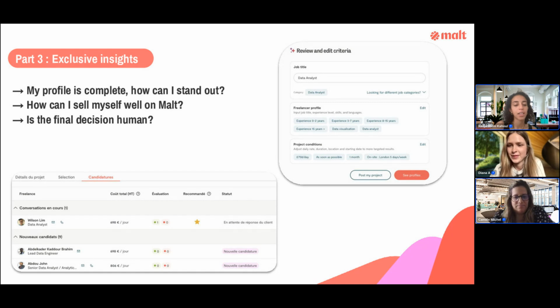Yeah. And also we talked about the fact that on Malt there are many ways to be found as a freelancer. So of course there is the search with keywords. We have the AI search presented by Diana in the beginning.